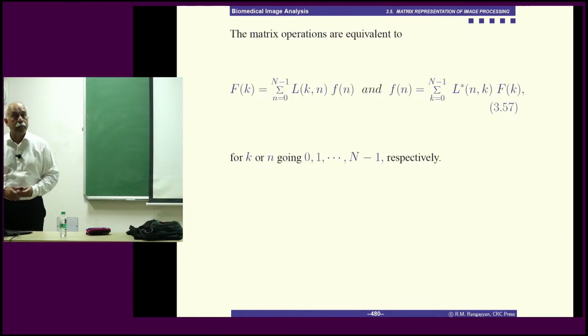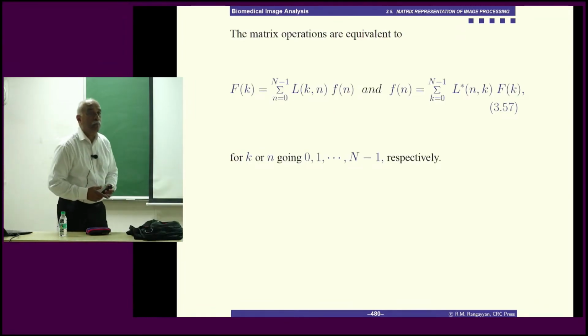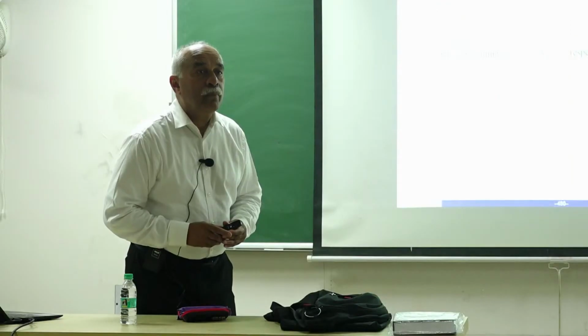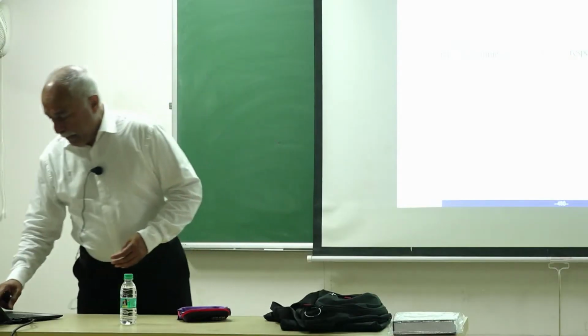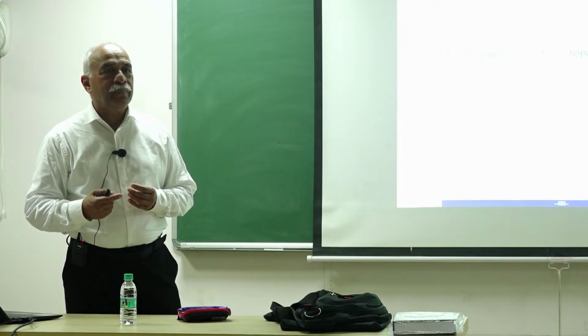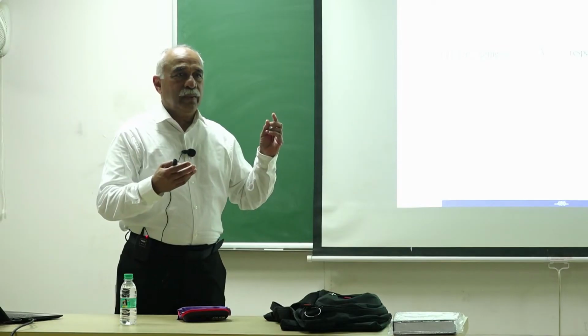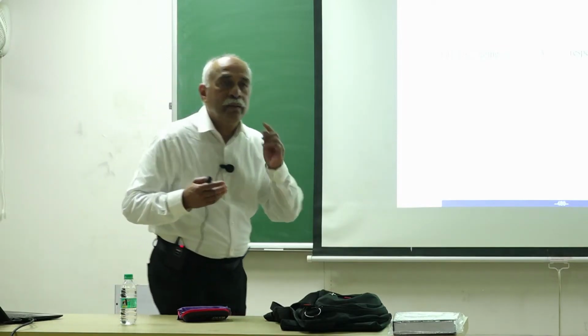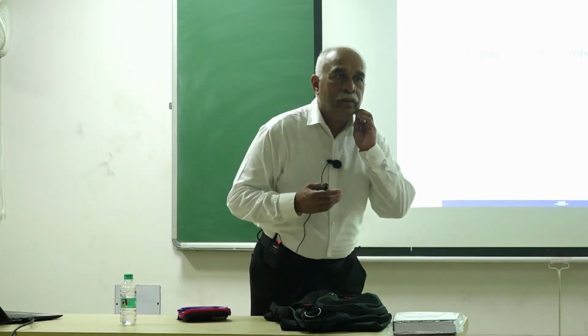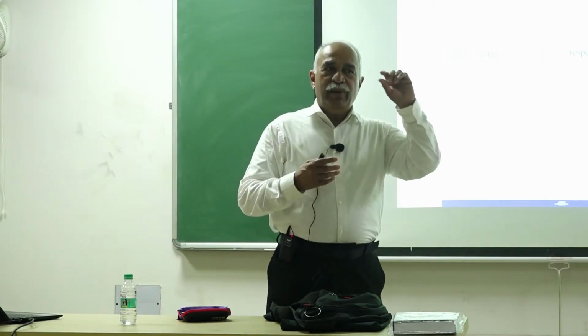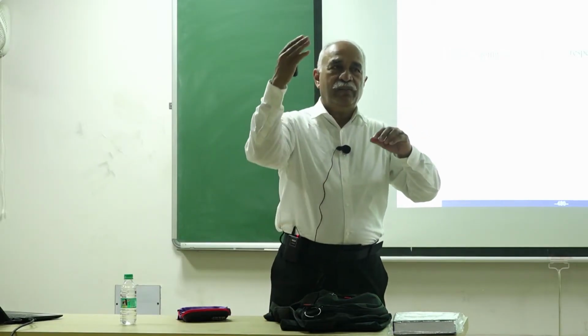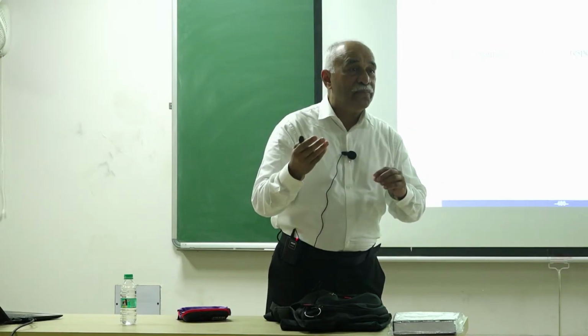Sir, what about the other? Is it unitary? Which one? L. The identity matrix. No. L is the transform. L is like the DFT, as you will see. The matrix corresponding to transform. Yes. The elements of the matrix will have values of the basis function.